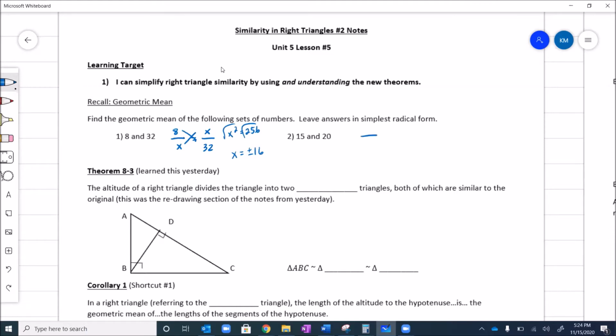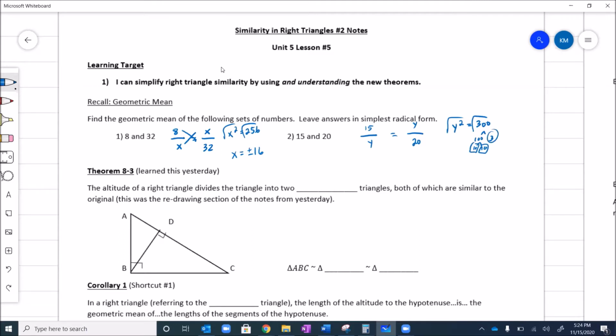Now, as we do this with 15 and 20, geometric mean is the number that makes this ratio true. I'll just use y so as not to confuse myself. So 15 times 20 gives us 300, so y squared equals 300. Take the square root of that. That's 100 times 3, so that's a pair of 10s.